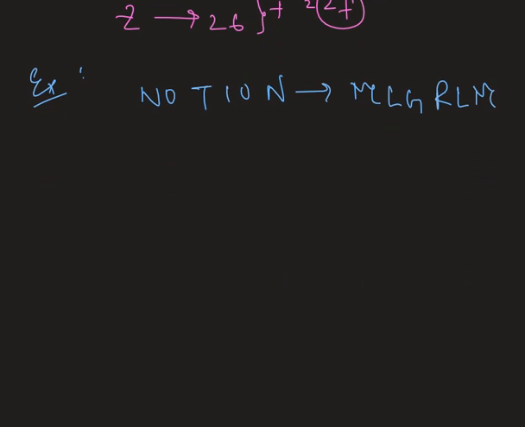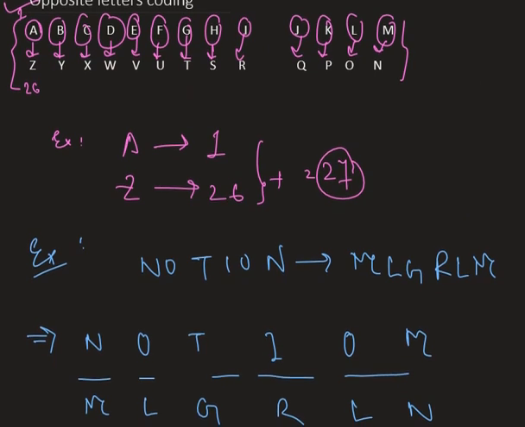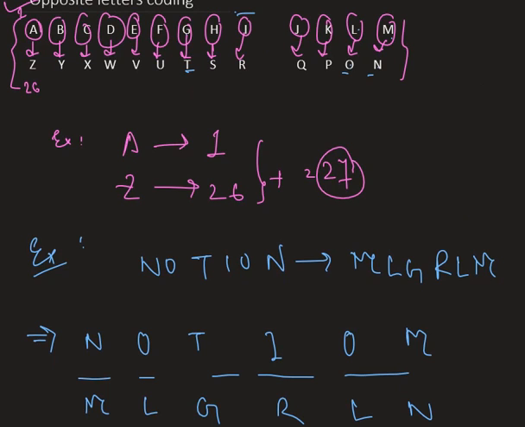As we can see, the opposite letter of N is M, the opposite letter of O is L, the opposite letter of T is G, the opposite letter of I is R, the opposite letter of O is again L, and the opposite letter of M is N.